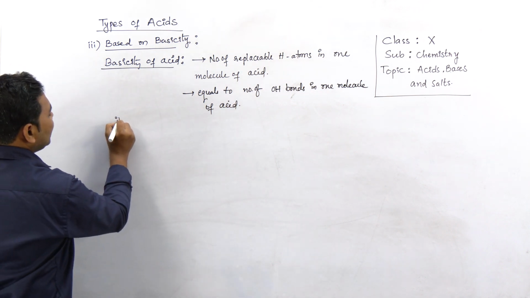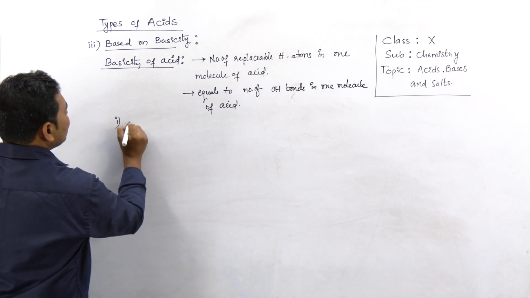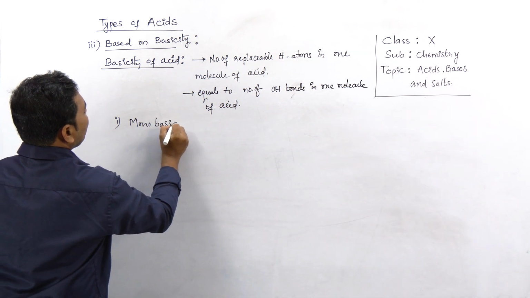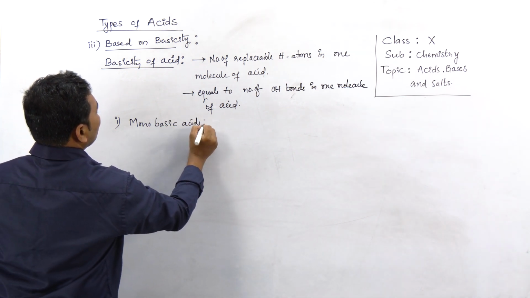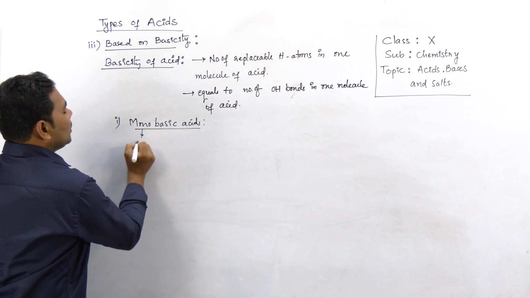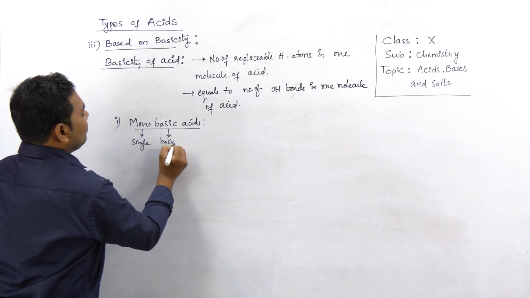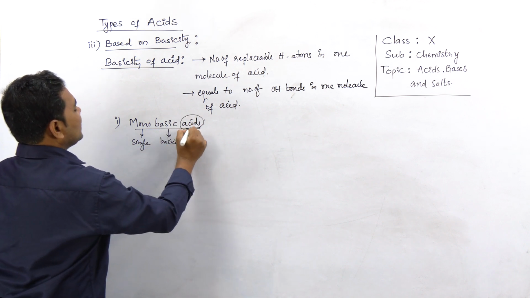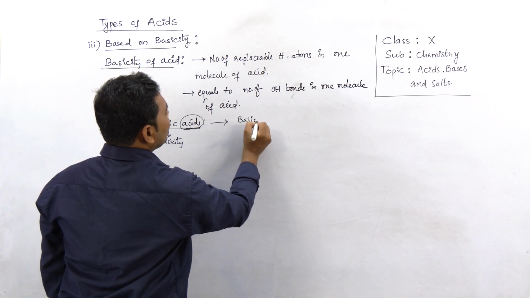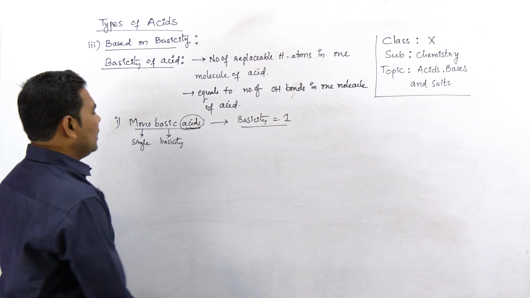Based on this basicity, acids are generally divided into three types. One is monobasic acids. The name itself gives us mono, meaning single, basic, representing the basicity of the acid. So the acids whose basicity is 1 are called monobasic acids.